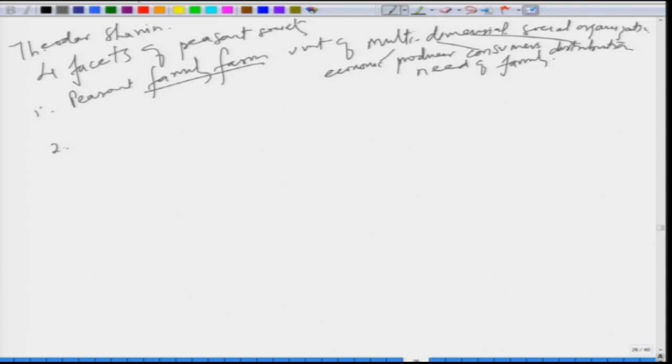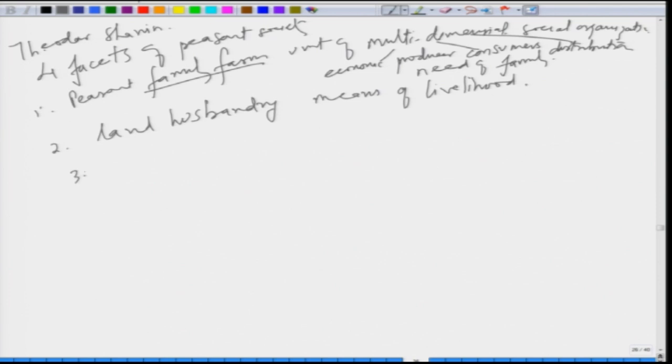Then another important contribution is in terms of looking at the question of land husbandry as the main means of livelihood. I think that becomes crucial because land is going to be an important variable when we try to speak about the understanding of the peasants.